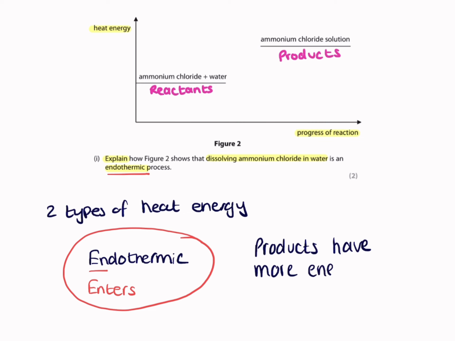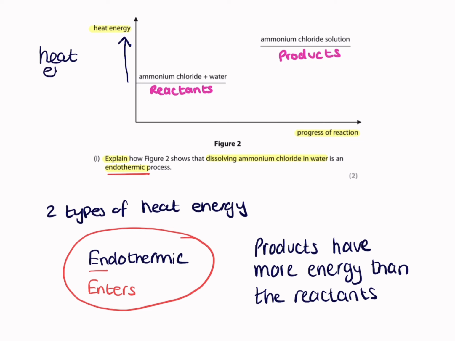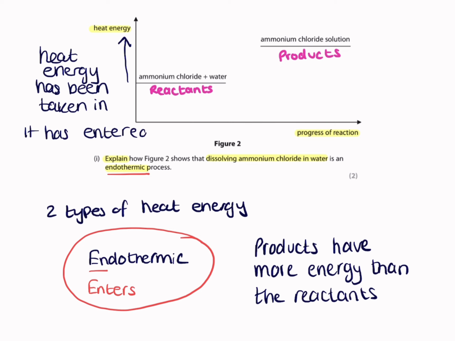Remember that endothermic is when the products have more energy than the reactants, and you can tell that from the graph. Reactants have lower heat energy, products have higher heat energy. We're going to want to talk about this in our answer because this is explaining how figure 2 shows that. It's in that heat profile. On the side where it's got heat energy, heat energy has been taken into the reaction, or taken into the system, and therefore the heat energy increases from reactants to products.